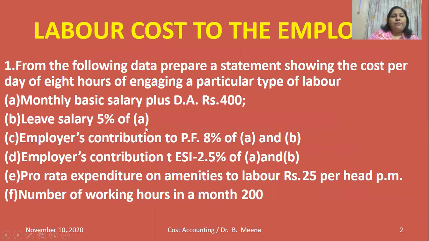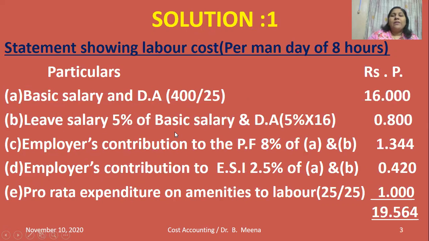And then the next information as per the problem is employee's contribution to PF, 8% on the summation of A and B. So what is the summation of A and B? A is 16, B is 0.8. So 16.8 into 8%, I'll get 1.344. That is the employee's contribution to the PF.